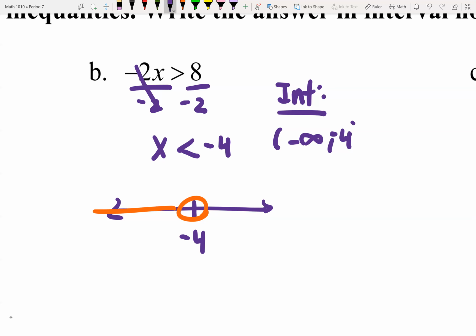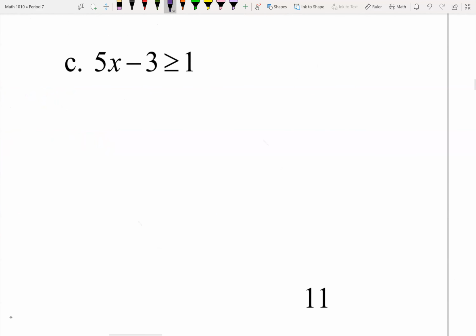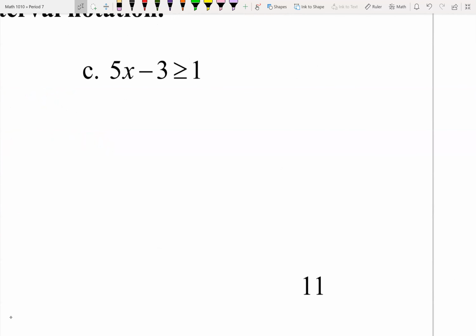Is that parenthesis or is it bracket? It's a parenthesis. When is it a bracket? If the circle's closed because you have a, tell me, an equal sign. Yeah, the equal sign makes the bracket. No equal sign, parenthesis. Okay, question C. Step 1, shout it out. What do? Move the 3.